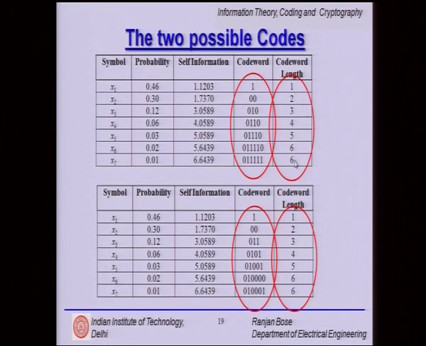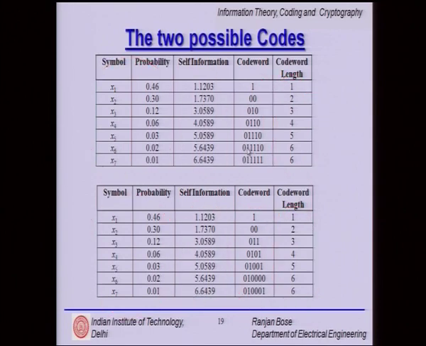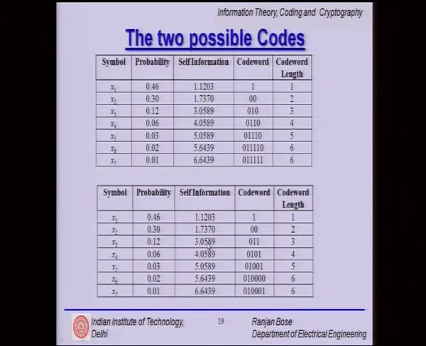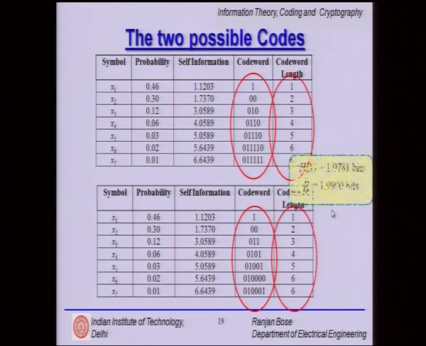But mind you, this does not always have to be. I could have done additional jugglery in between by choosing not to have all of them switched. I could have flipped the first one and flipped the third one, but not flipped this one, and I will get another set of code words, and they may not be of equal lengths correspondingly. Still the R bar magically will come out to be the same. So, in both the cases H of X and R bar are the same.